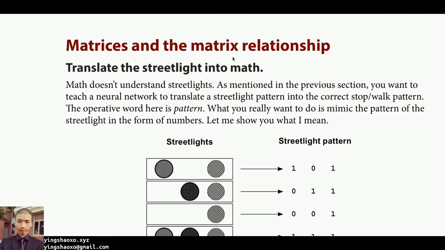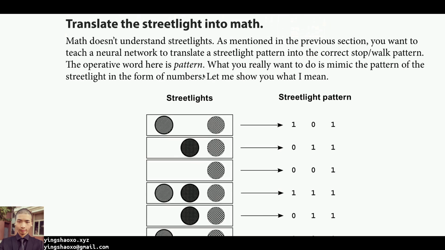Matrices and the matrix relationship. Translate the streetlight into math. Math doesn't understand streetlights. As mentioned in the previous section, you want to teach a neural network to translate a streetlight pattern into the correct stop-walk pattern. The operative word here is pattern. What you really want to do is mimic the pattern of the streetlight in the form of numbers.